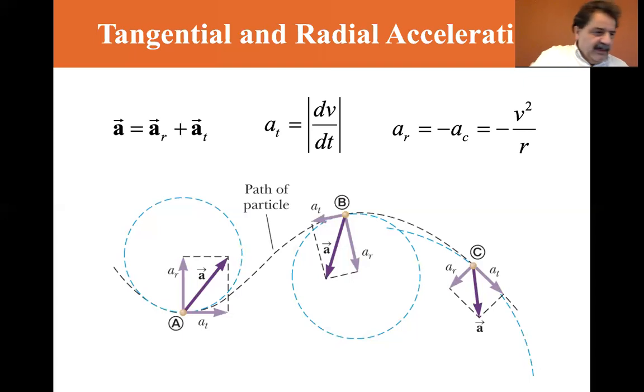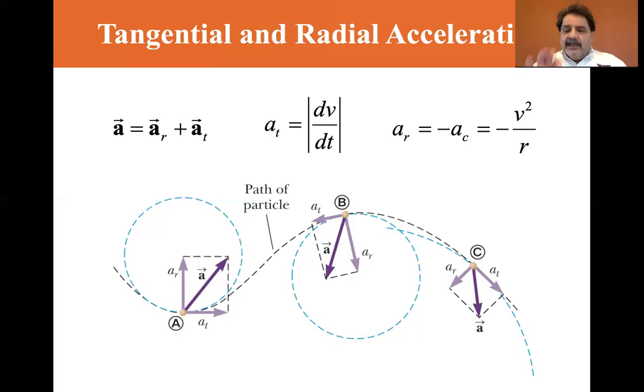Let's see, I forget why it's minus. I should look that up. The negative sign in the last equation indicates the direction of the centripetal acceleration is toward the center of the circle, with r representing the radius of the circle. So that's it.